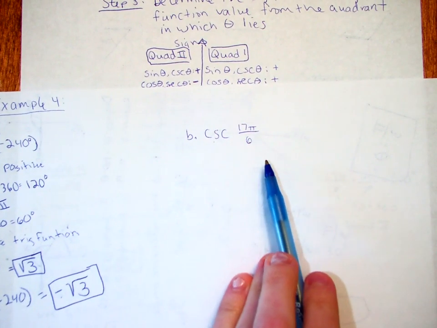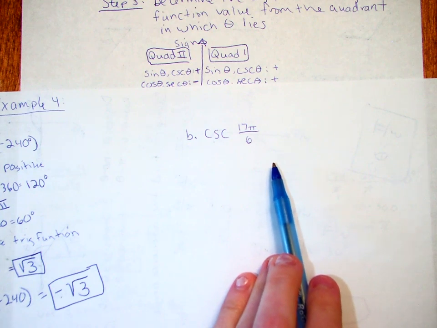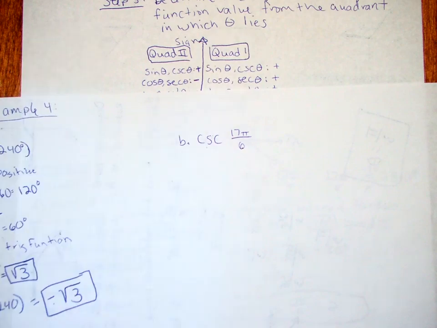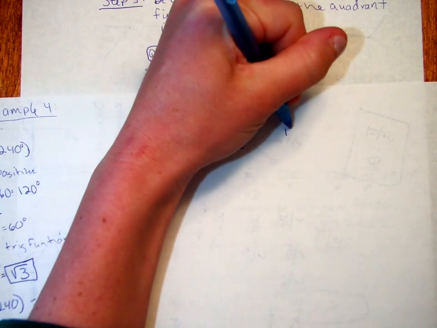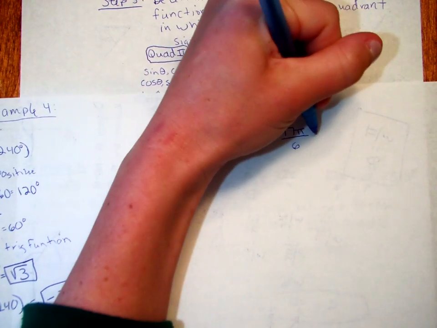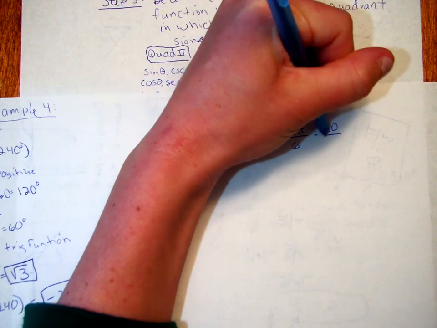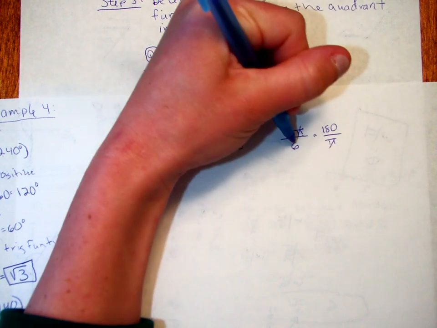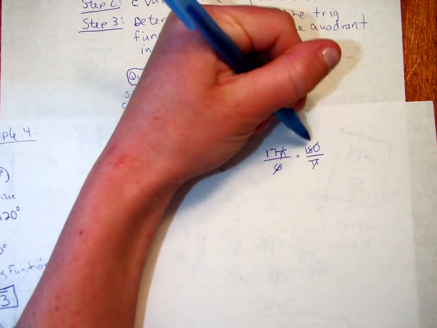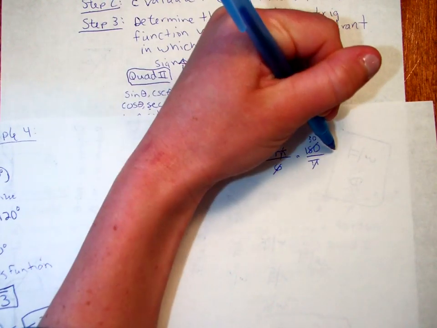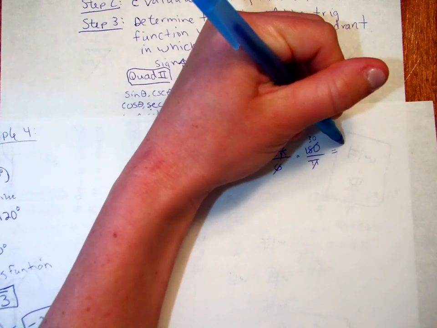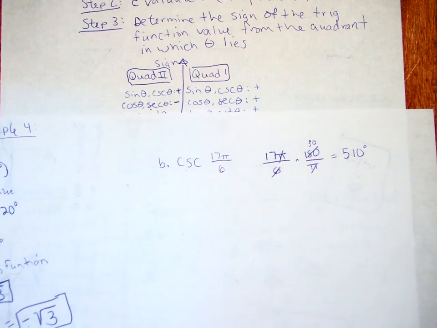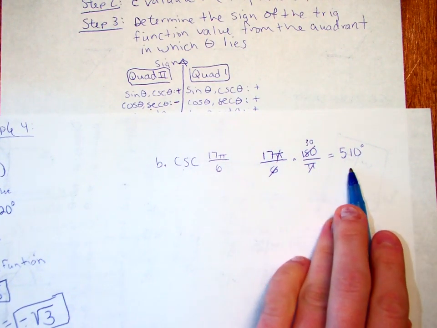Cosecant of 17 pi over 6. So again, with this one, change it into degrees. Might make it a little easier for you to see. So 17 pi over 6 multiplied by 180 over pi. Cancel out your pi's. We know 6 goes into 180 30 times, and then 17 times 30 is 510. Okay, so now we have 510.